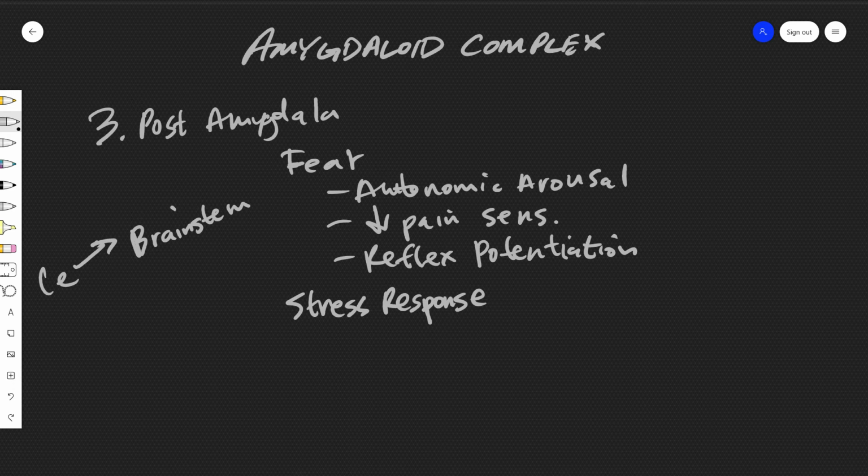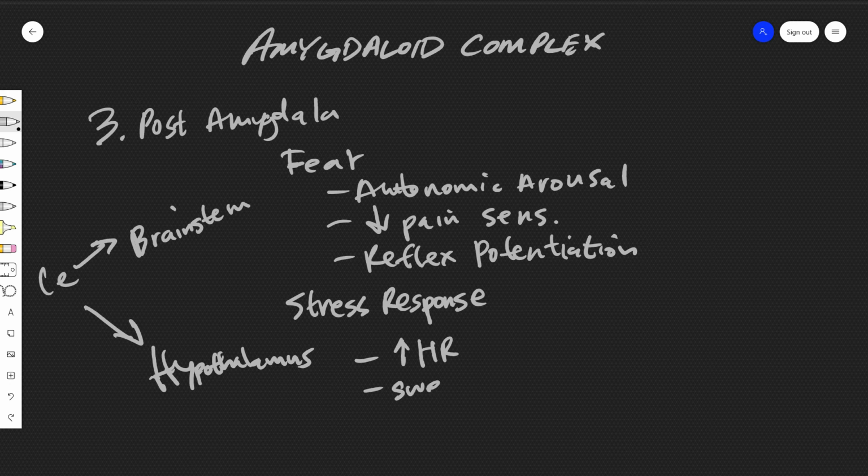And as an example, if someone is to startle you out of fear, you're going to have a reflexive response to the threat. Now, for a stress response, this is going to come from the hypothalamus, and this will increase the heart rate, sweat more, increase blood pressure, and most importantly, adrenaline and cortisol production.